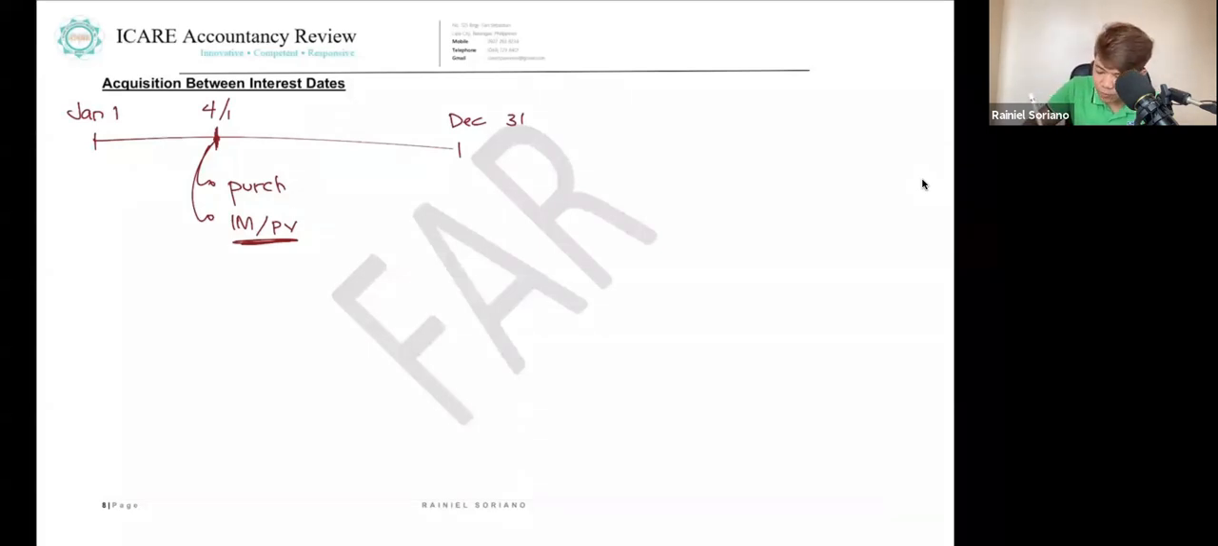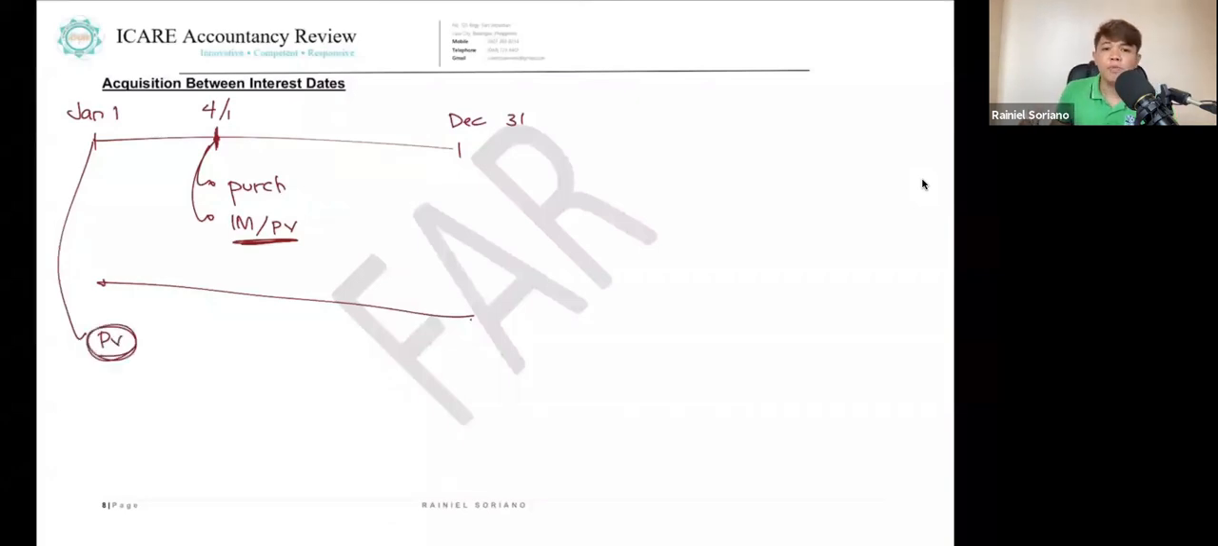Ang gagawin mo dito is i-present value mo muna hanggang January 1. Again, compute first the present value on this date. Okay? Then after mo ma-compute yung present value on January 1, what you'll do next is you'll amortize the bonds up to April 1. Ibig sabihin, there will be an amortization for a period of few months. Okay? Actually, dito 3 months.